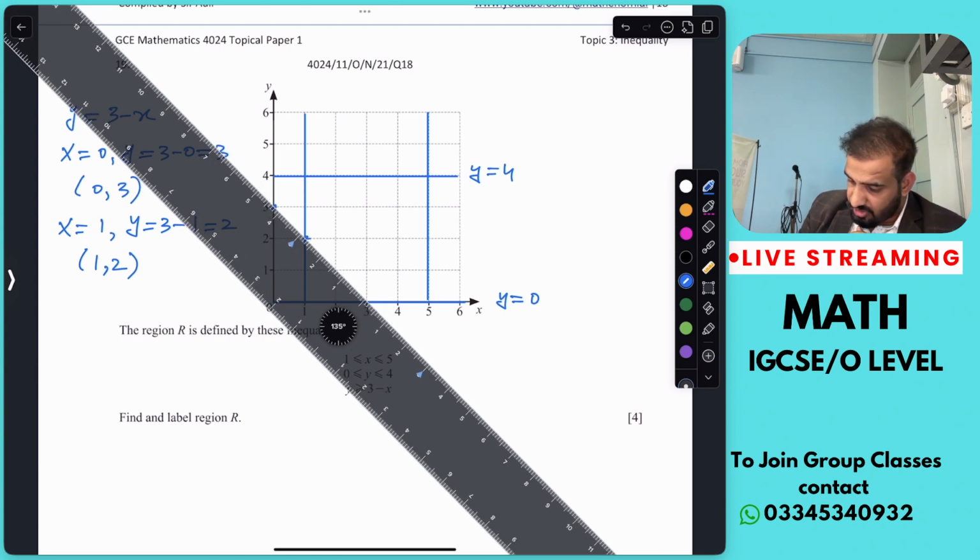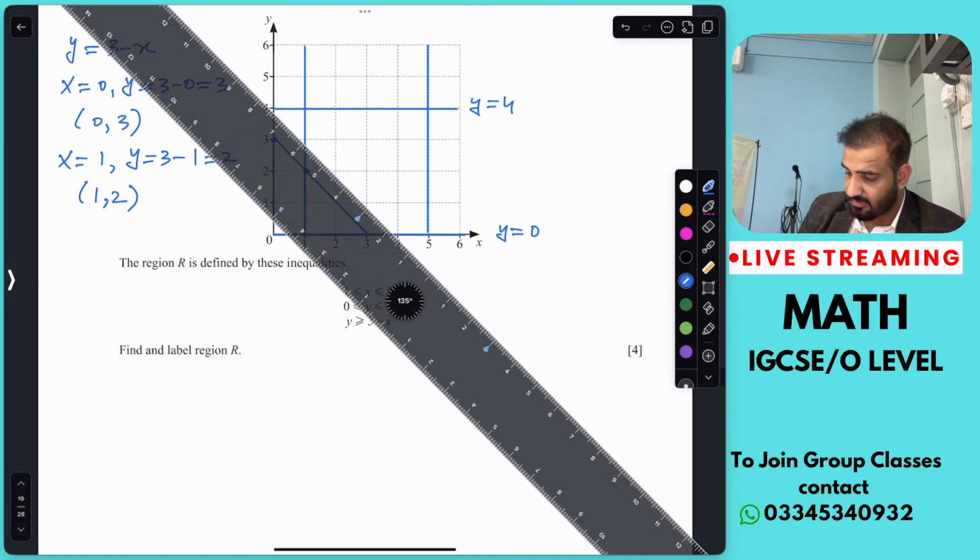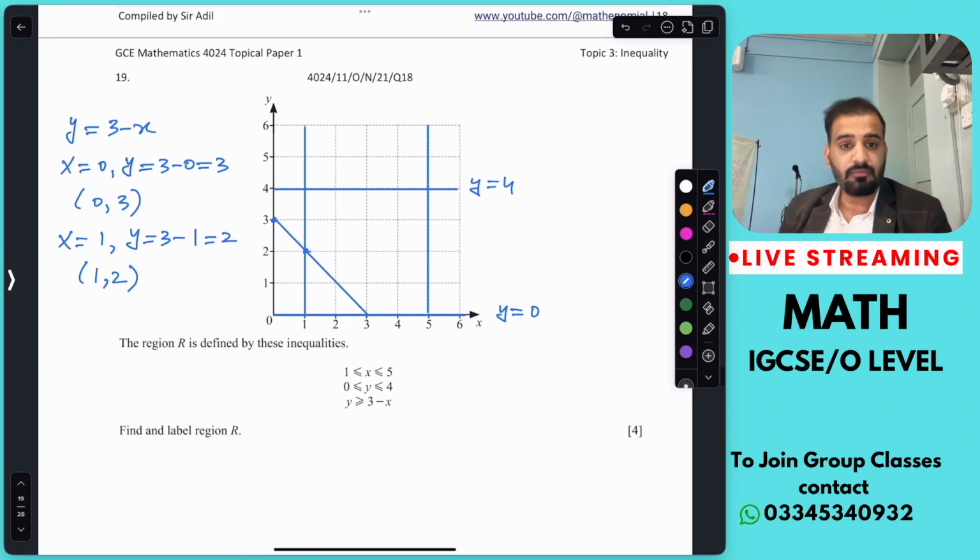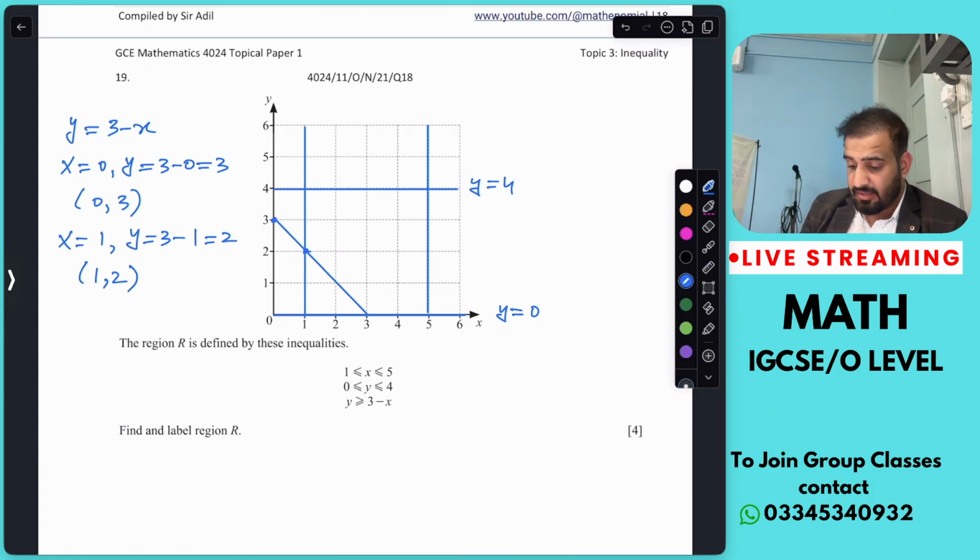बिफोर ड्राइंग द लाइन आप देख लिया करें कि लाइन सॉलिड है या डॉटेड है. So this is my third line. Please remember that this was my previous shading, okay? This was our previous shading of the first and second inequality. Combined shading for the first two inequalities.